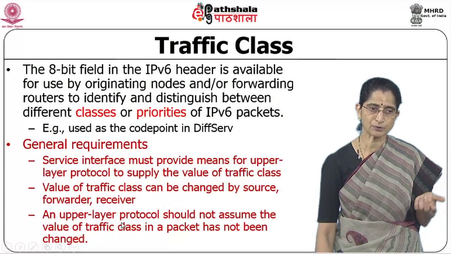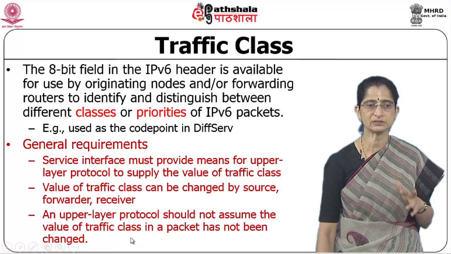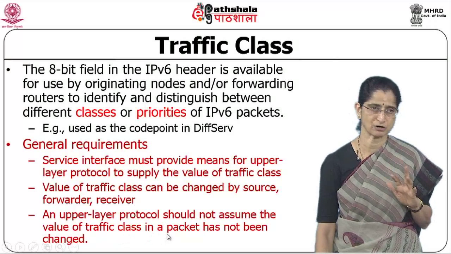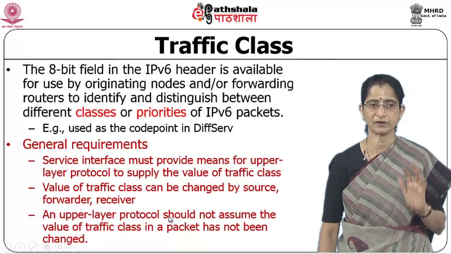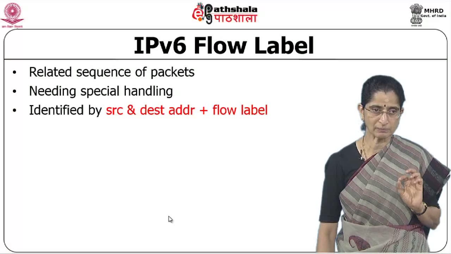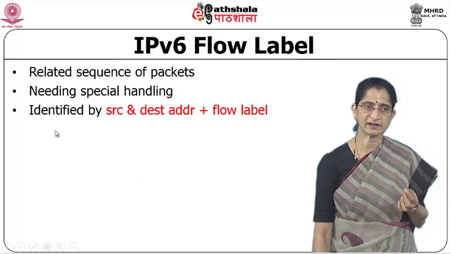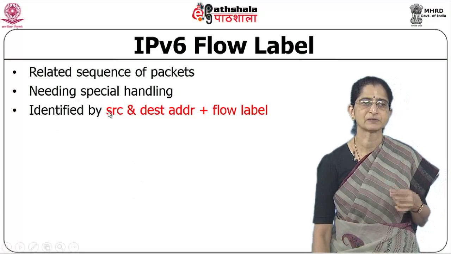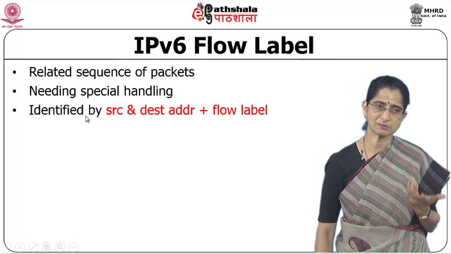And an upper layer protocol therefore should not assume that the value of the traffic class in a packet has not been changed. Okay, it is possible, so it should be aware of that. Next is the flow label field that we have. Now, we said that this is related to a sequence of packets. So, whichever those packets need some special handling.